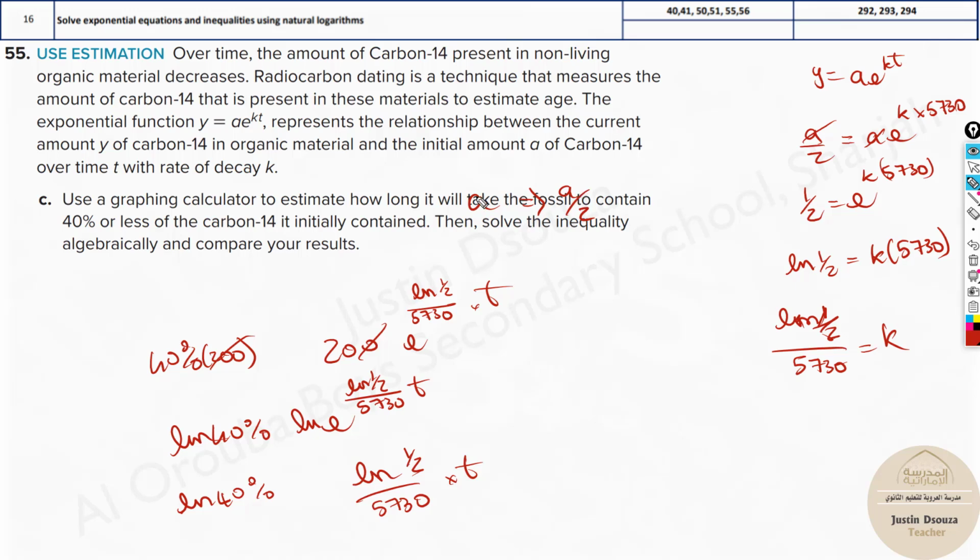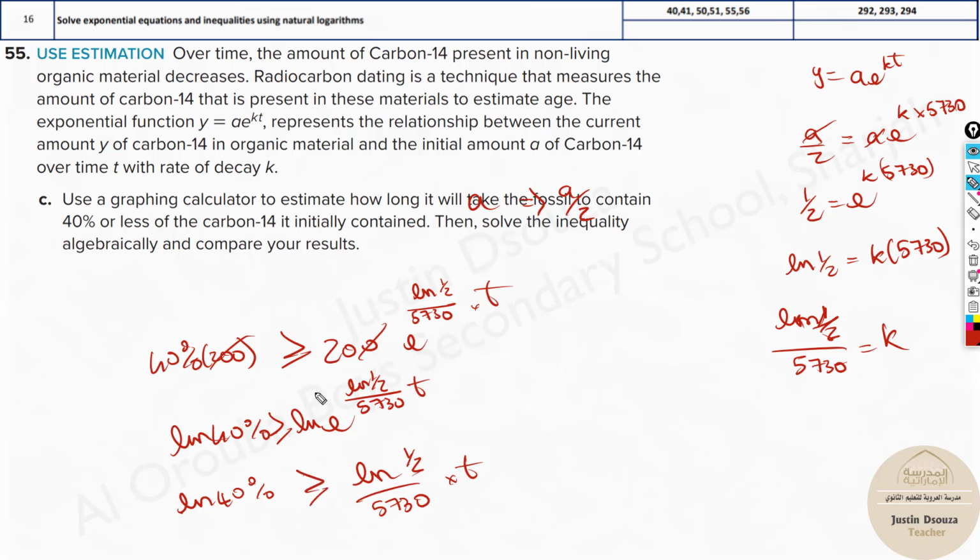Here they have told the fossil contains 40% or less. So it can be either 40% or less than that. So whatever answer we get must be lesser than 40%. So it'd be greater than or equal to. If it was at most more than a certain amount, it'll be the other sign. We are looking at this sign. Here this must be less than or equal to 40%. So this can be lesser than that. So that's how we write the inequality.